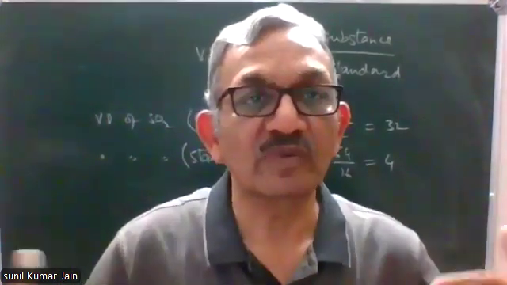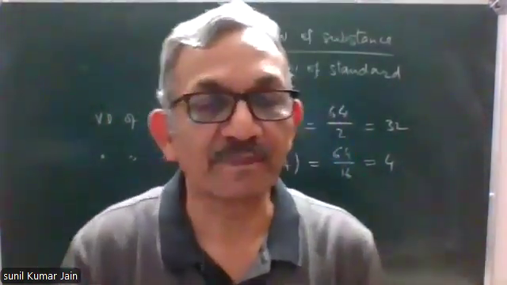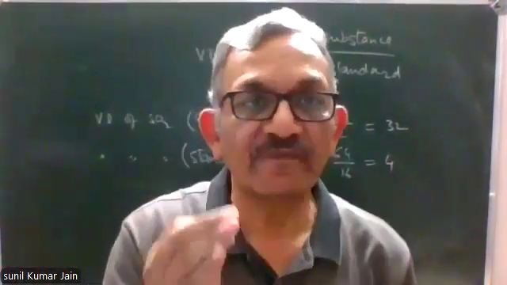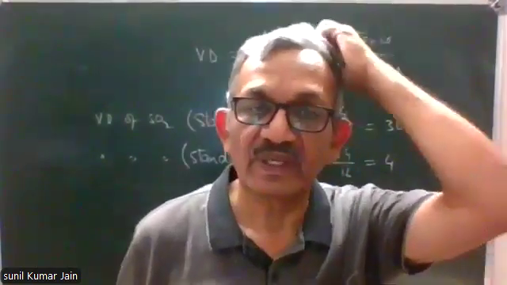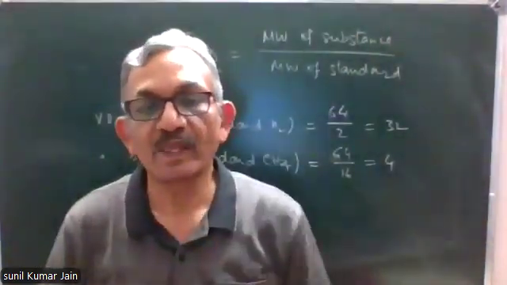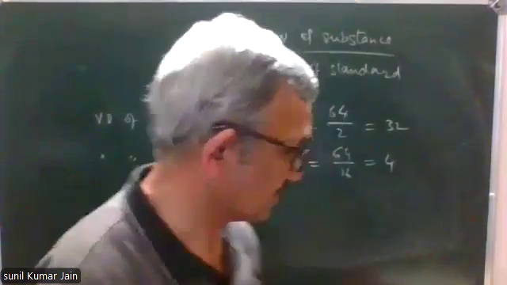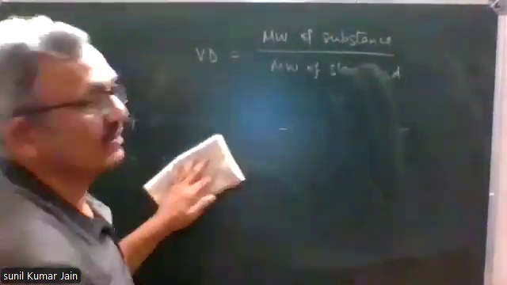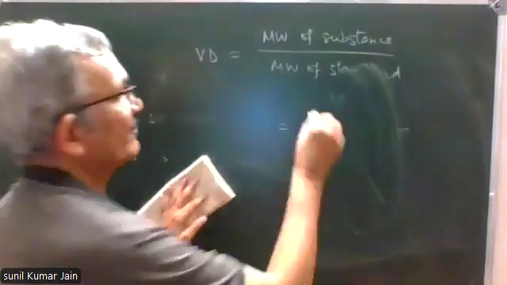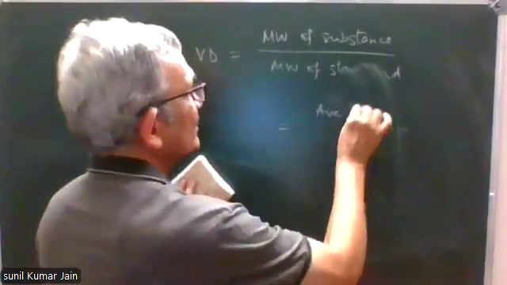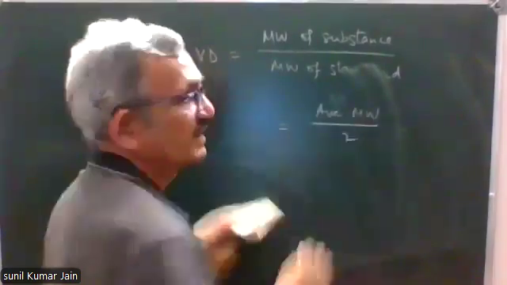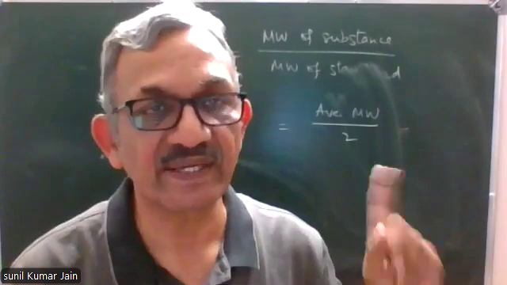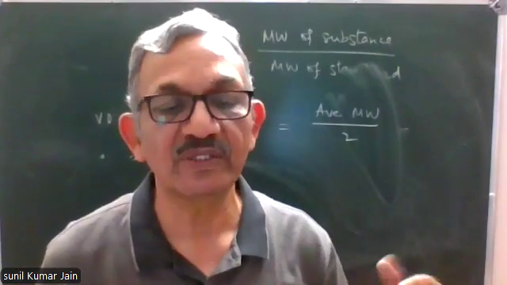Now we come to average vapor density. What is that? Write on the next paragraph. Average vapor density of a mixture is equal to average molecular weight divided by 2. We are taking hydrogen as a standard, right? Average molecular weight divided by 2.